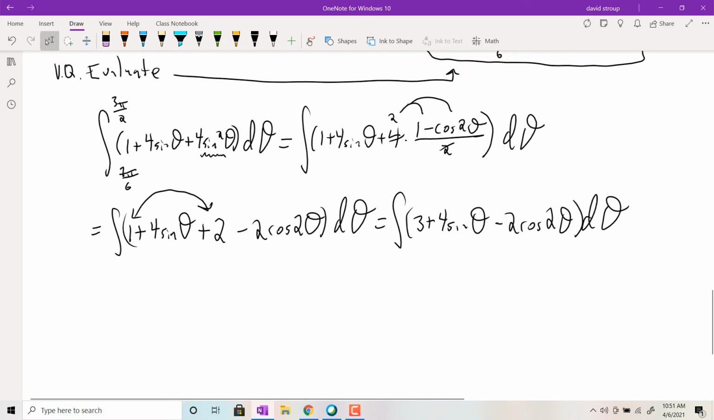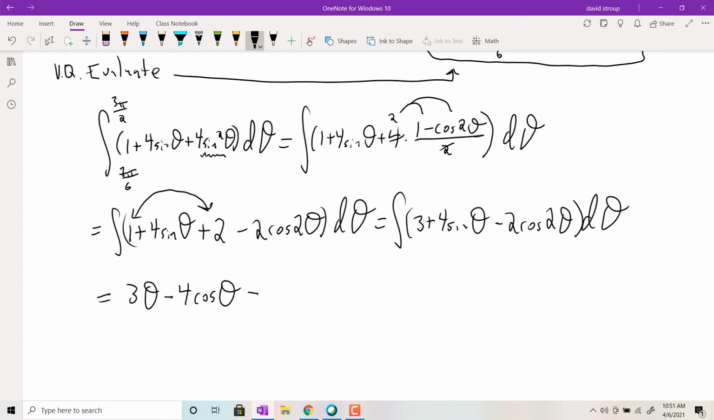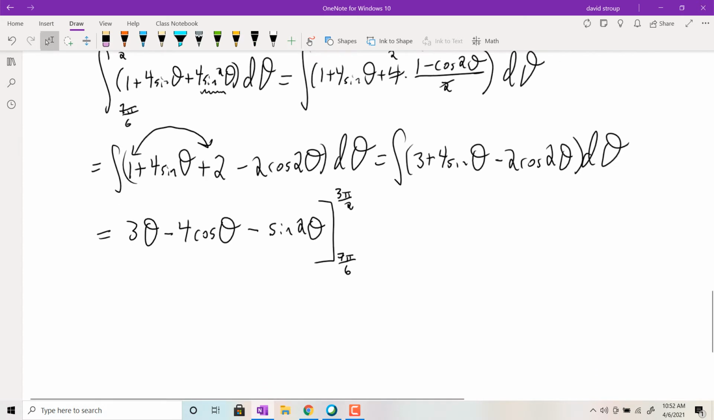Okay, and then we have something we can integrate the pieces of. So this will be 3 theta minus 4 cosine theta minus 2 cosine 2 theta over 2 if you do your u sub. Whoops, I mean 2 sine 2 theta over 2. But then the 2's will cancel and you'll just get sine of 2 theta. And then we want to evaluate these from, what did we say, 7 pi over 6 to 3 pi over 2.